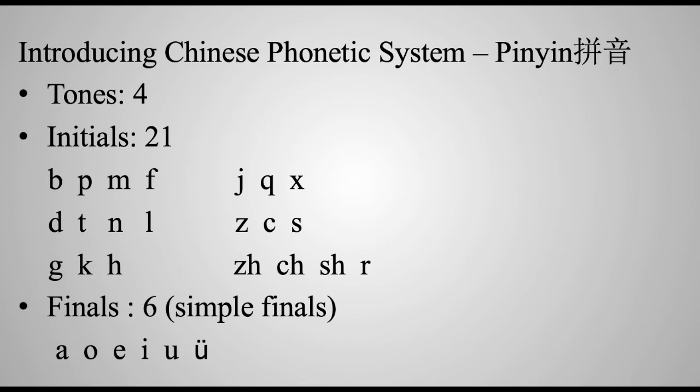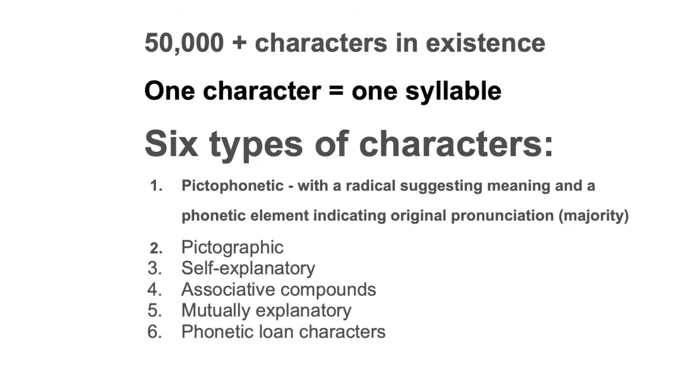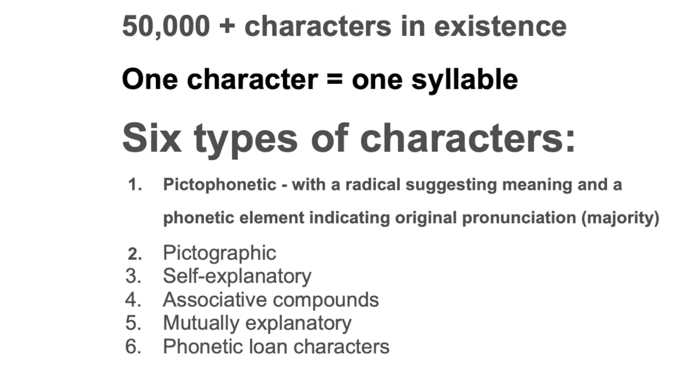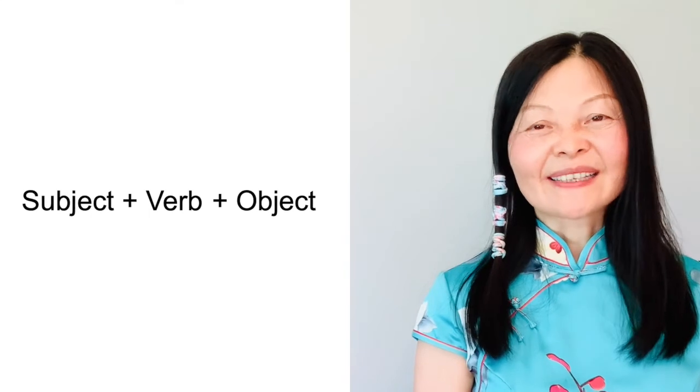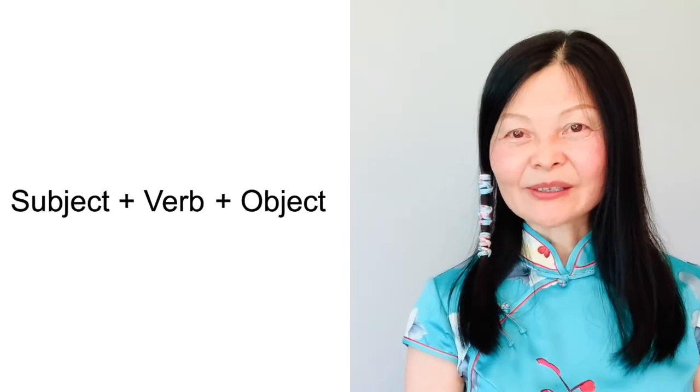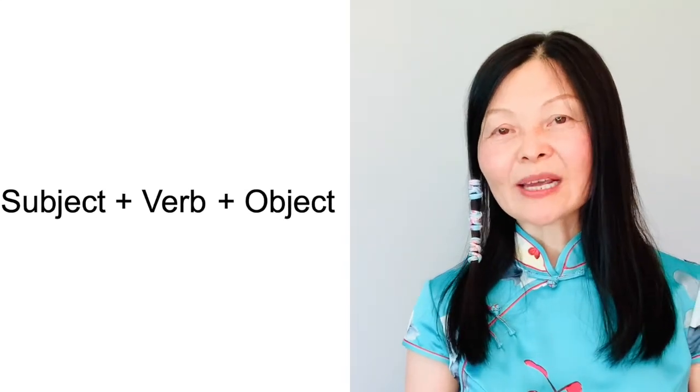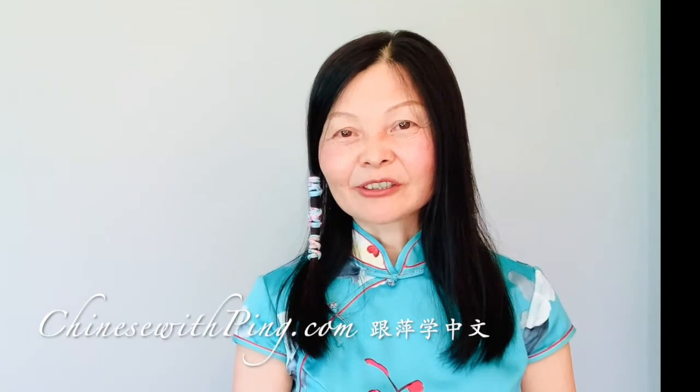Let's recap what we have learned today. We have learned the basic Chinese phonetic system, pinyin. Next, we talk about Chinese characters. We also know the Chinese grammar structure is very simple, subject, verb, object, and we don't conjugate verbs. And for plural forms, we use the same noun as well.